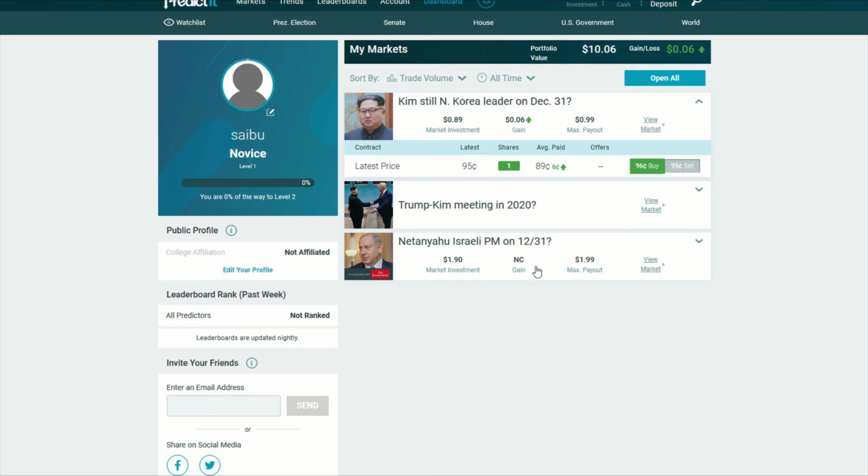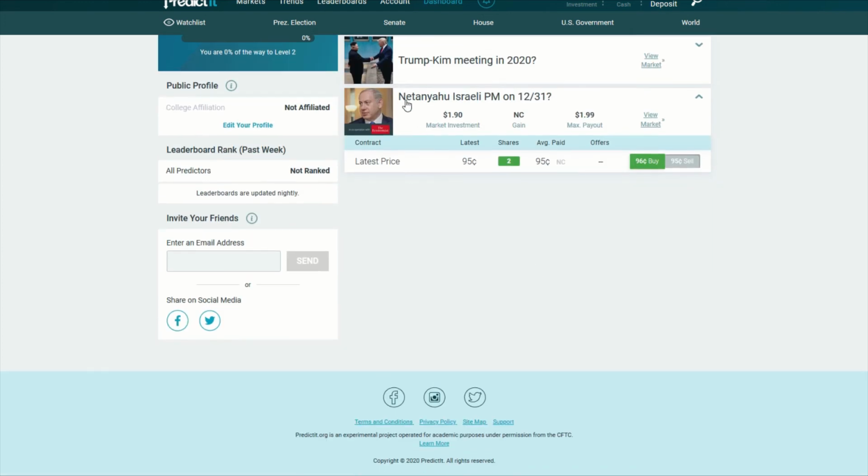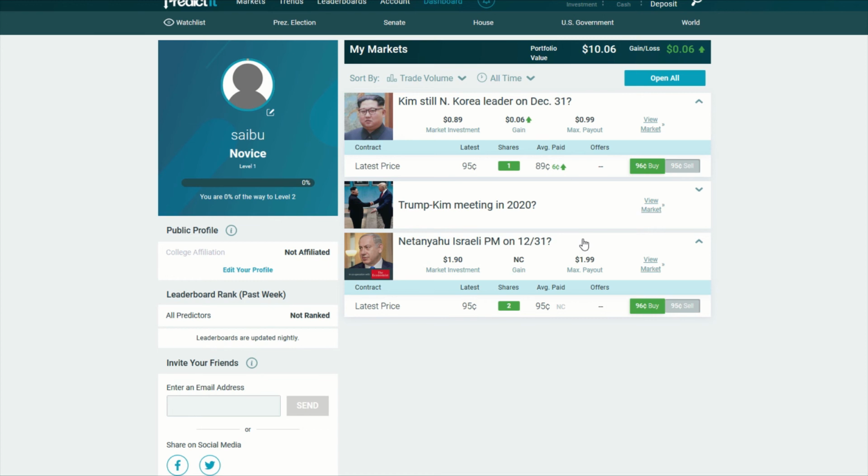And the other bet that I have made was that Netanyahu would still be the Israeli prime minister at the end of the year. And I've bought 2 shares of that. And as you can see, I've paid 95 cents for it and there has been no change in price. So I haven't gained or lost any money on this. But at the time of when 2020 ends, if Netanyahu remains the prime minister, I would have gained the full amount. So I've invested 95 cents. I stand to gain 5 cents from this investment.